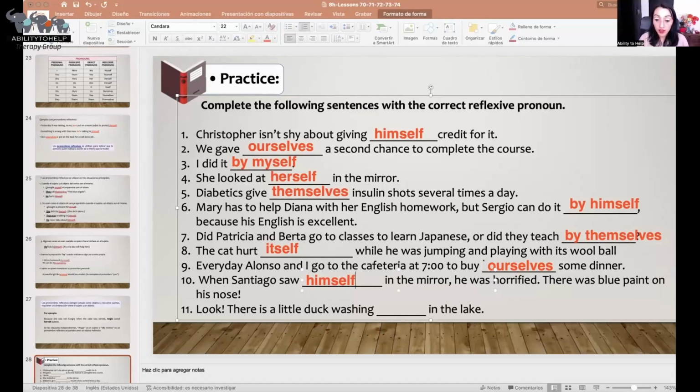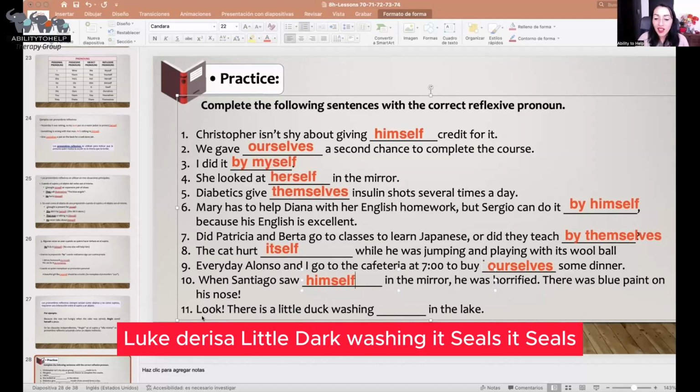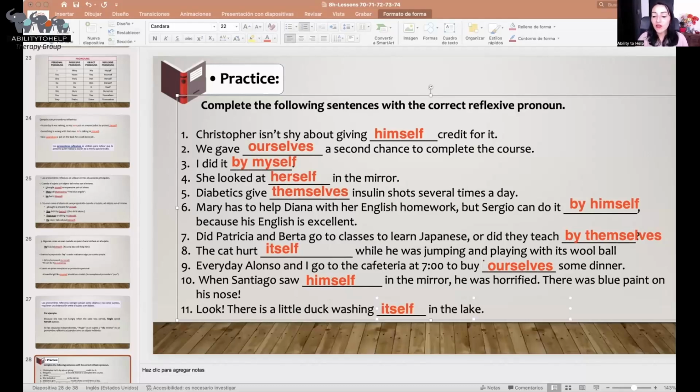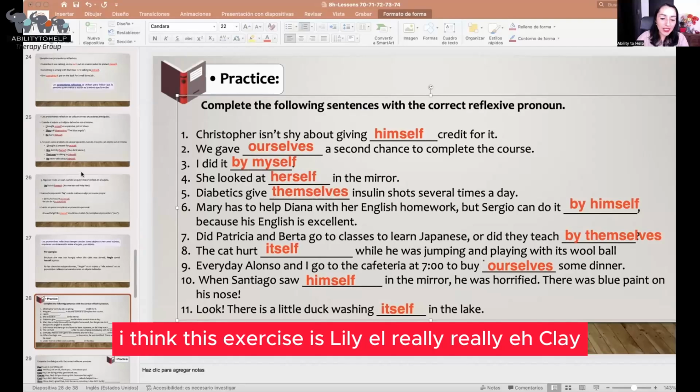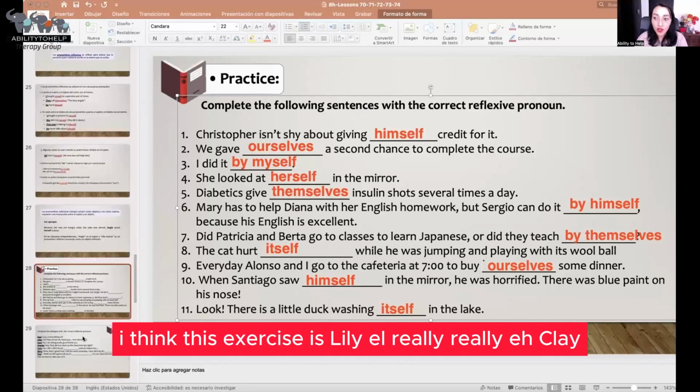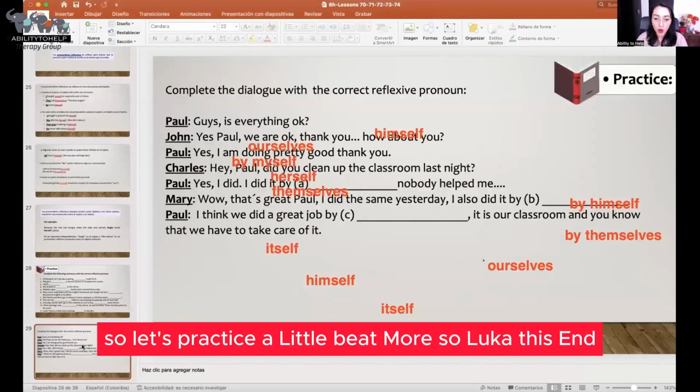Look, there is a little dog washing itself, because we are talking about an animal. Dog is an animal, so that's why it was washing itself in the lake. Okay, I think this exercise is really clear. So let's practice a little bit more.